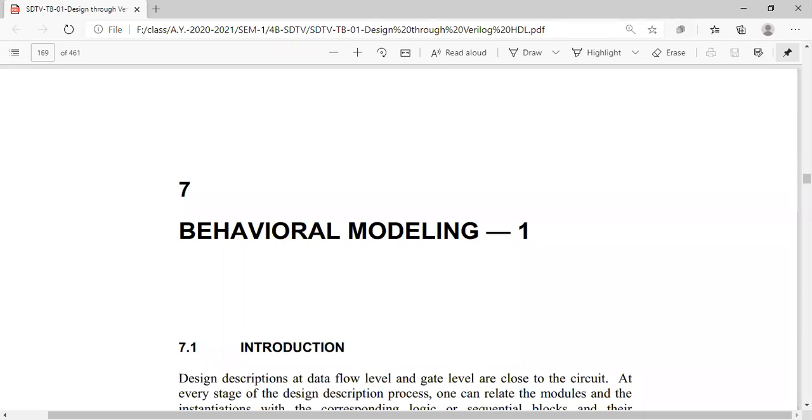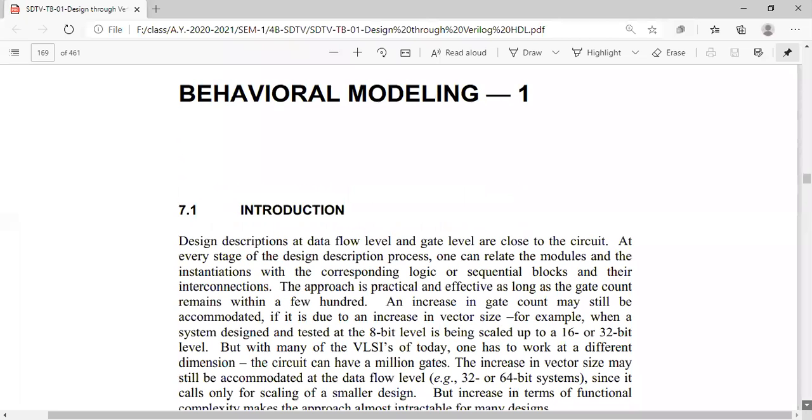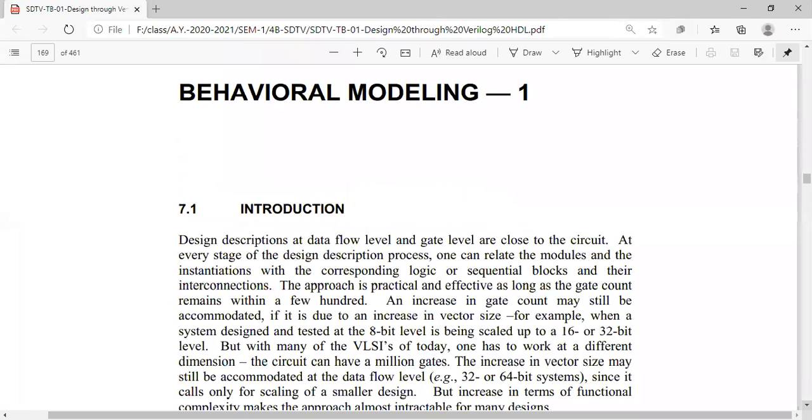So you can see here this design description at a data flow level or the gate level is very much near to the circuit, right? We will be writing the code by seeing the circuit itself. The coding will be very much near to the circuit, right?